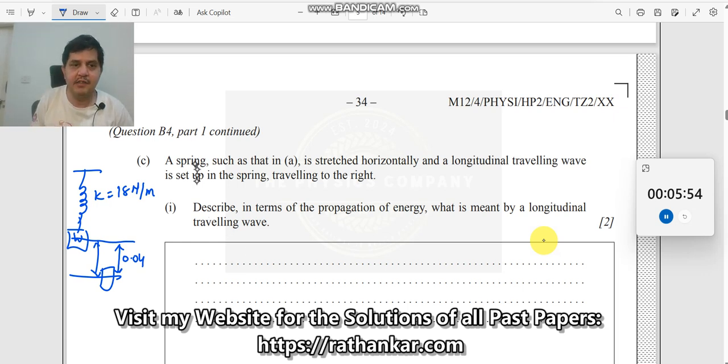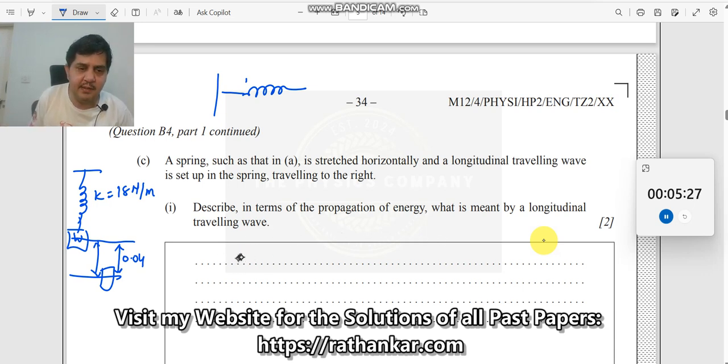Then a spring such as that in A is stretched horizontally, and a longitudinal wave is set up in the spring traveling to the right. Now instead of putting it like this, you are going to put it like this over here, and then create a longitudinal wave set up in the spring traveling to the right. Describe, in terms of propagation of energy, what is meant by a longitudinal traveling wave? What do you mean by a longitudinal traveling wave?